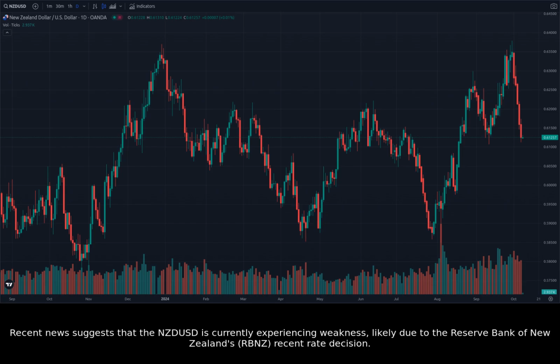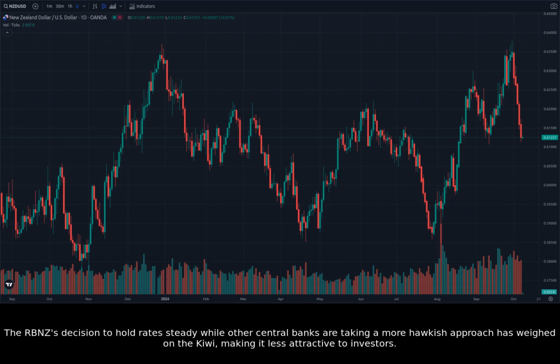Recent news suggests that NZDUSD is currently experiencing weakness, likely due to the Reserve Bank of New Zealand's, RBNZ, recent rate decision. The RBNZ's decision to hold rates steady while other central banks are taking a more hawkish approach has weighed on the Kiwi, making it less attractive to investors.